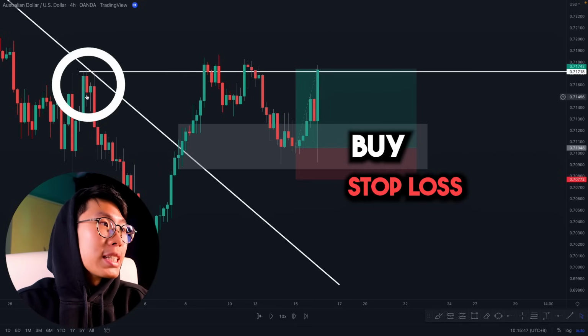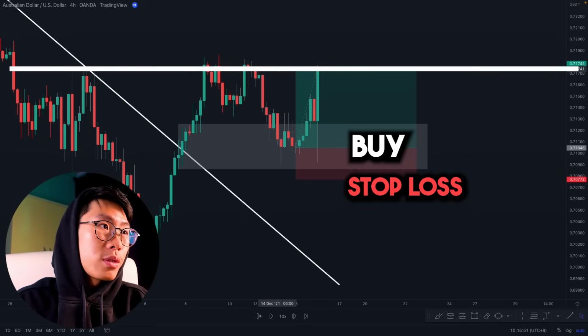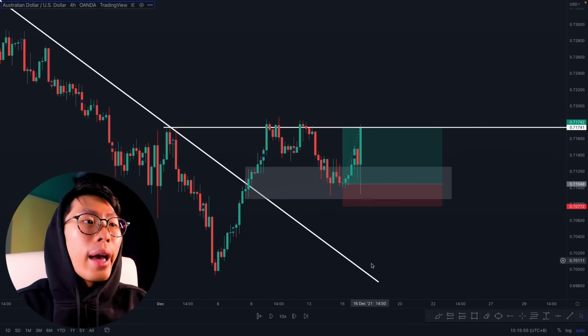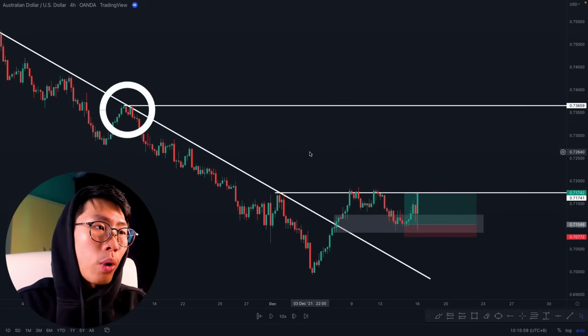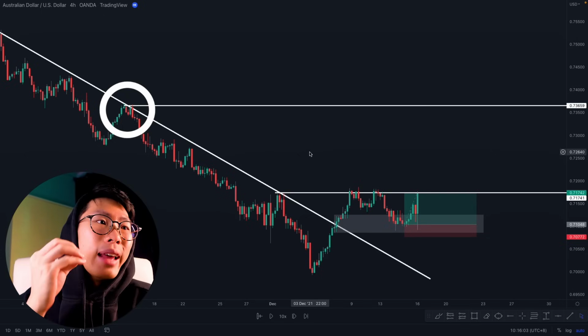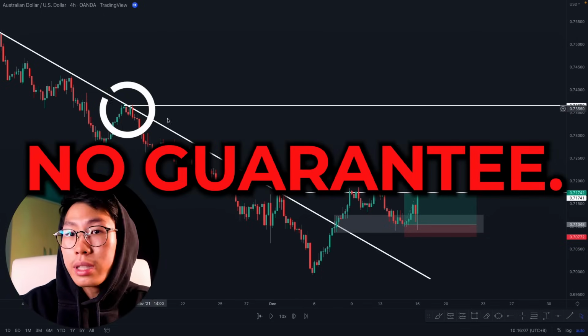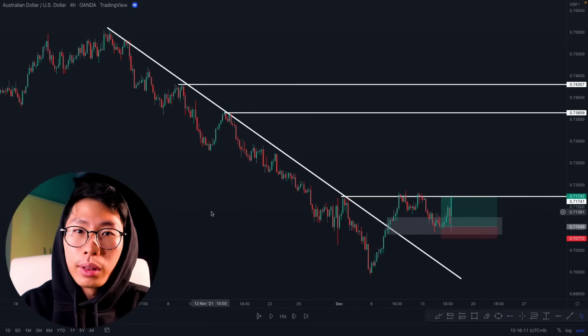This point right here is the last touch before price broke out of the trend line. So this is your first take profit. And as you can see, price just smashed our take profit already. Then your second take profit could be at the second point, which is right here. And I want you to remember this very important point. There is no guarantee that price is going to get all the way up to this level or even up to this level right here. There is no guarantee, right?